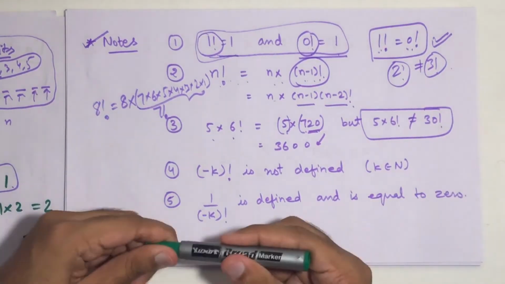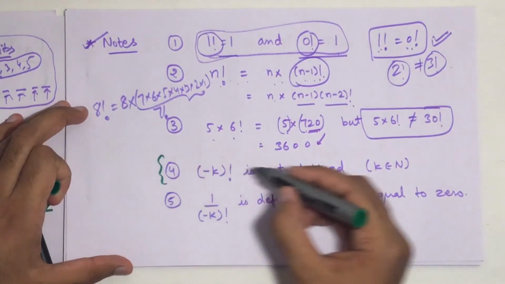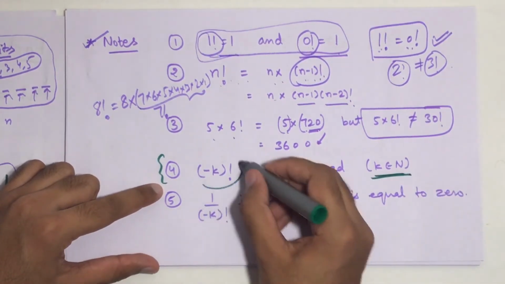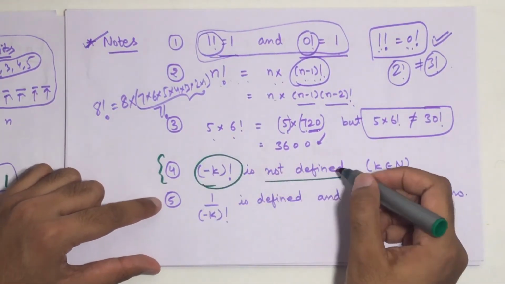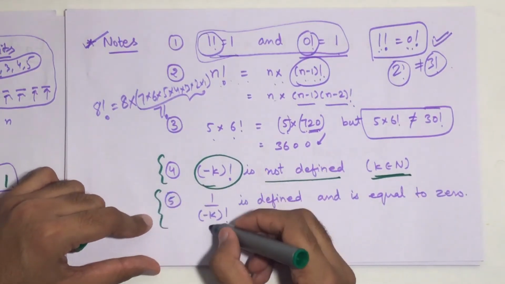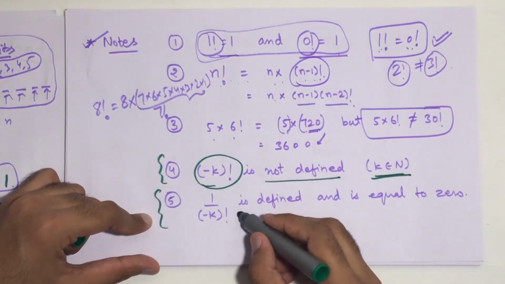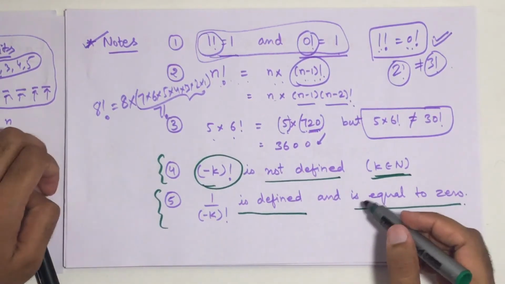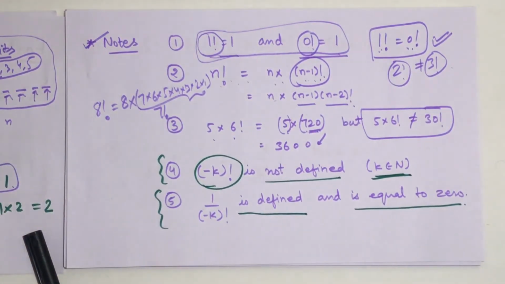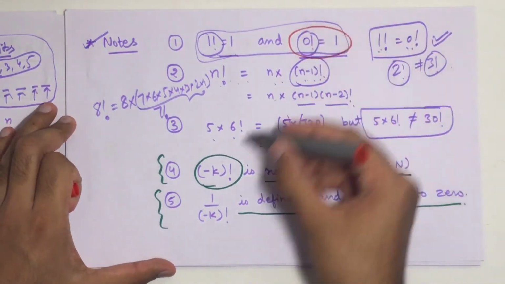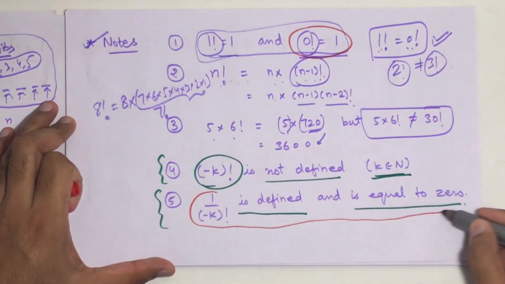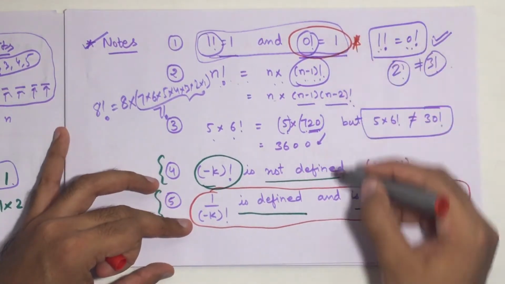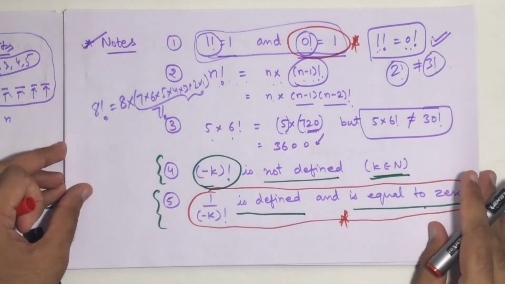Now students, it is a very important point that negative factorial is not defined. If k is a natural number, then minus of k factorial is not defined. But if 1 upon minus of k factorial is written, then it is defined and its value is equal to 0. The reason why 0 factorial is equal to 1, and why this quantity is not defined and this quantity is equal to 0, we will see in the upcoming slides.